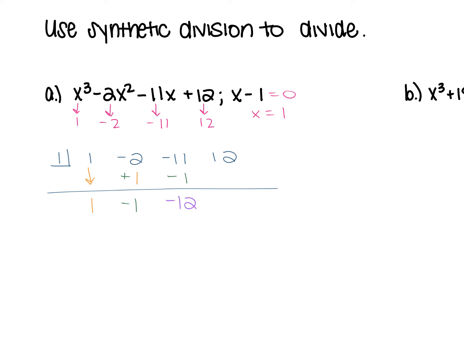-12 times the 1 on the outside is -12. Put that underneath your 12. Combine those, you get 0. So that 0 is your remainder. The -12 is your constant. The -1 is going to get an x. The positive 1 gets an x squared. So your answer for this one is just x squared minus x minus 12 plus 0 over x minus 1, which is just the x squared minus x minus 12.